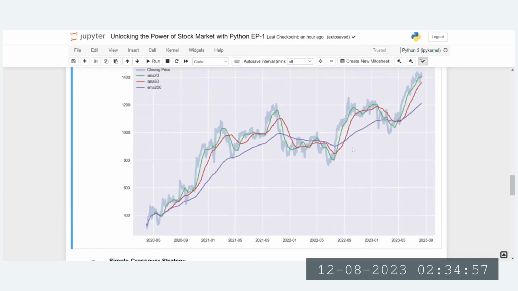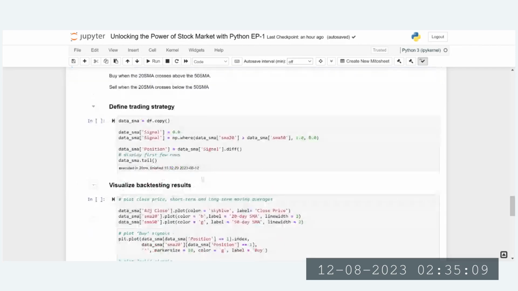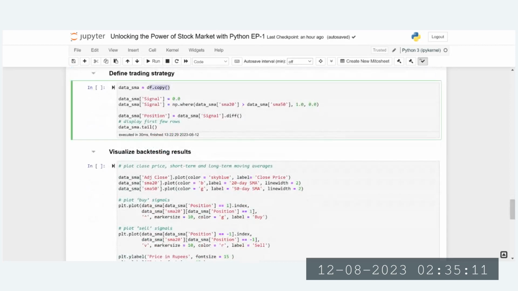So let's try to implement that using Python programming. Let's create some functions and understand where we should have bought, where we should have sold. I'm creating a copy of the data frame just in case I need the original one. We are creating a signal saying wherever the 20 SMA is greater than the 50 SMA, I'll buy, represented by 1. That is, I'm going to add my position.